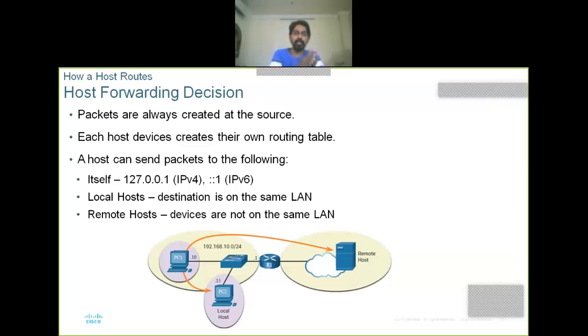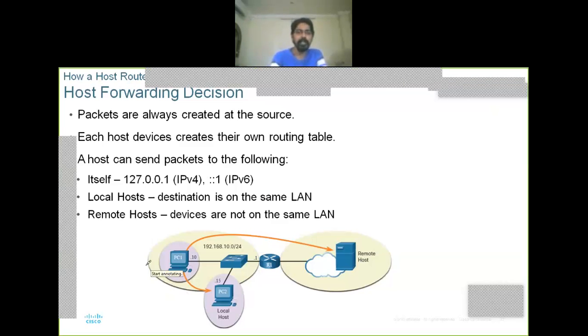First, the host sends packets in three ways. Either the packet is sent to itself, or the packet is sent to another system in the LAN, which is called a local host. Next, a remote host means it sends data to a device present at a remote location. That is called a remote host. Local host, remote host, itself. Observe this picture. If data is sent to itself, the data is sent to itself.